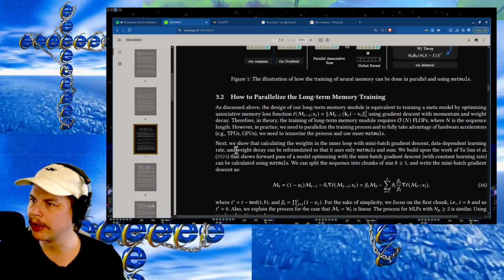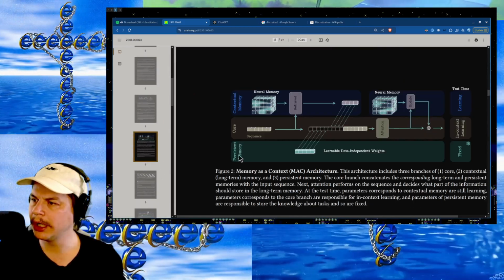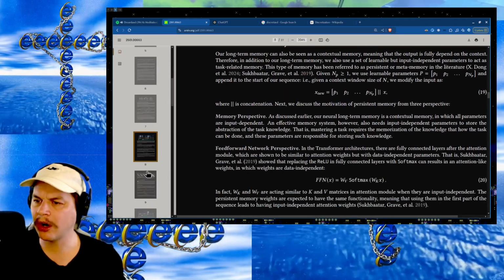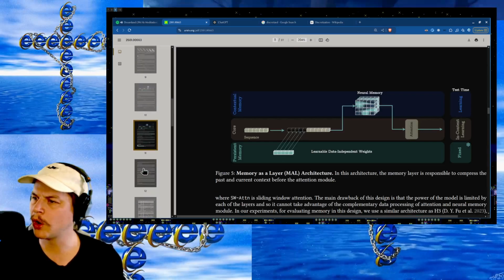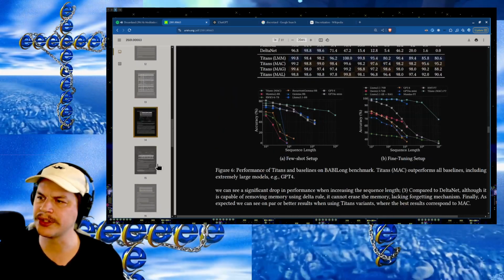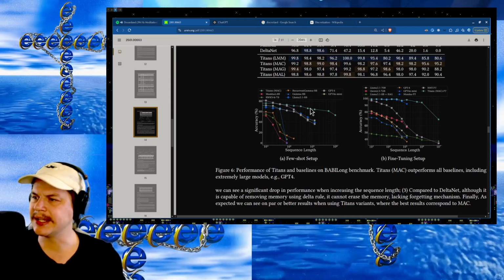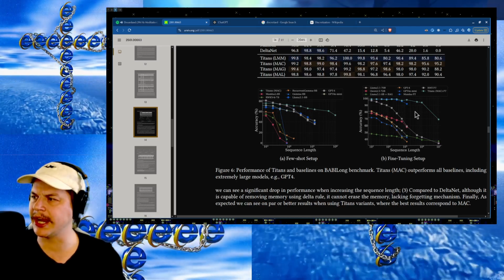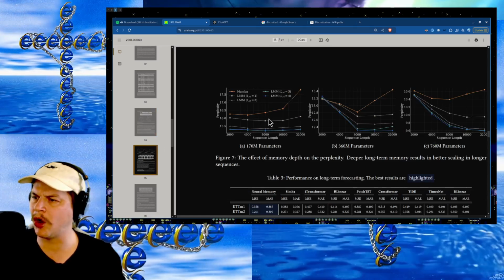We learned some things. So here's how to parallelize long-term memory, memory of the context, Mac architecture, persistent memory. Look at how to incorporate memory. Now we're getting to the experimental setup. We're getting into the cool stuff. We're showing off the results here. We got Titans on top. Look at that. Look at how much better the Titans do as the sequence length goes up. Oh my God.